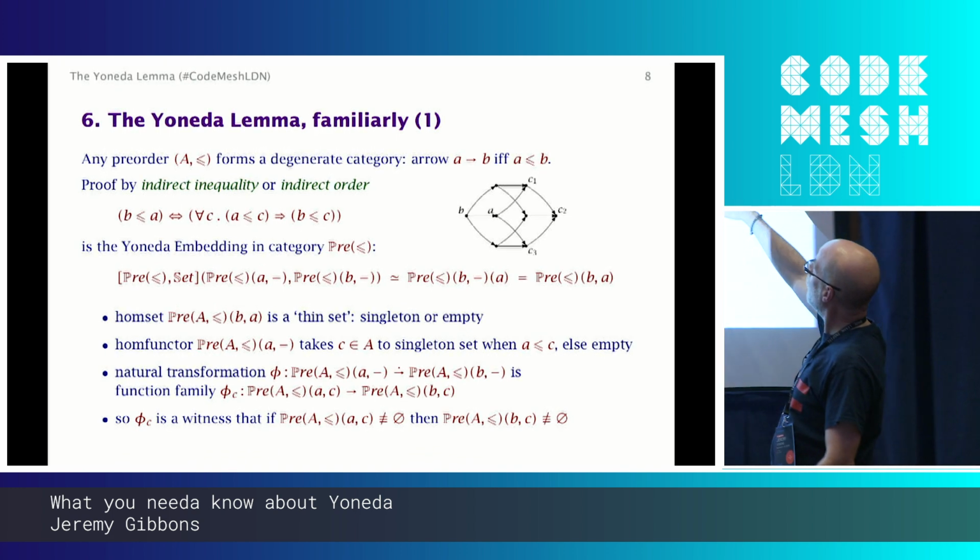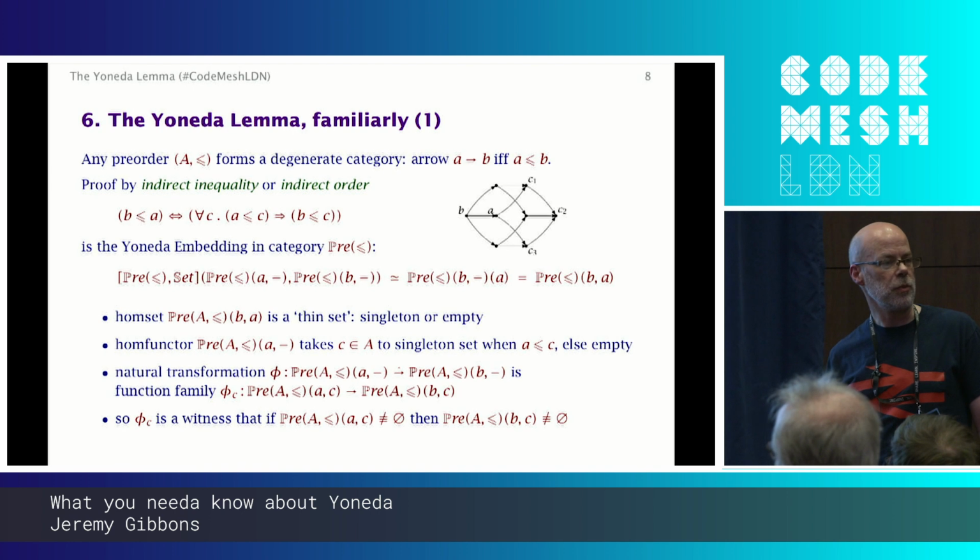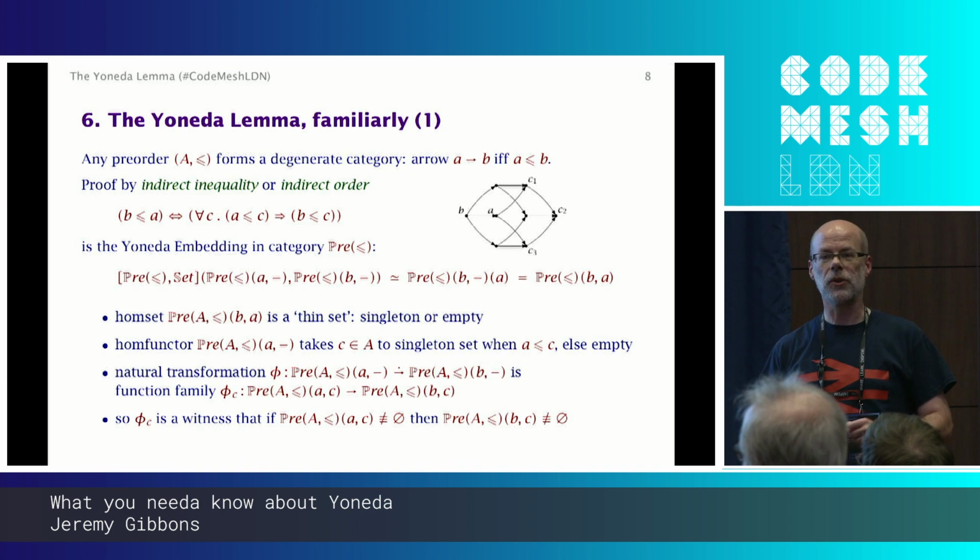So think about this ordering here. A collection of dots. There are arrows between the dots, and the arrows mean that the thing at the tail of the arrow is less than or equal to the thing at the head of the arrow.